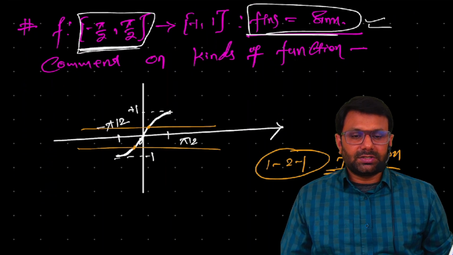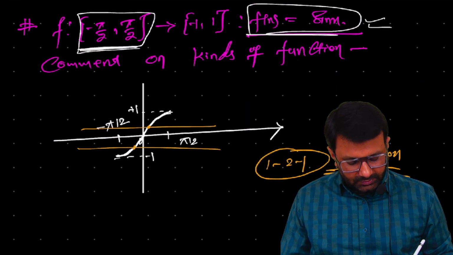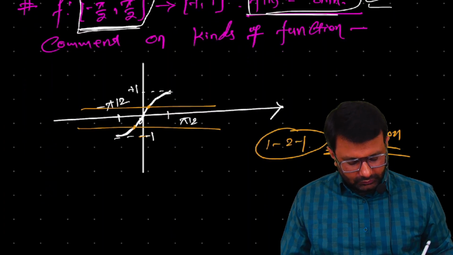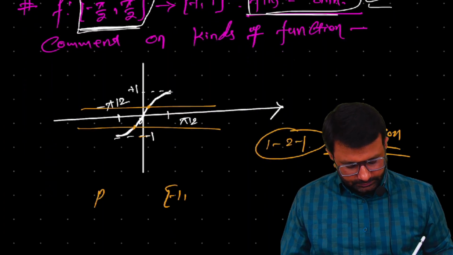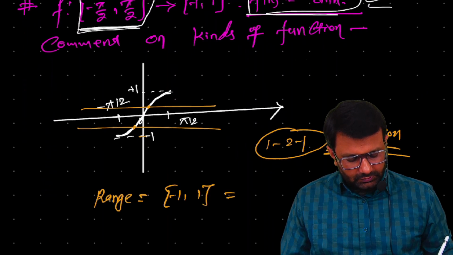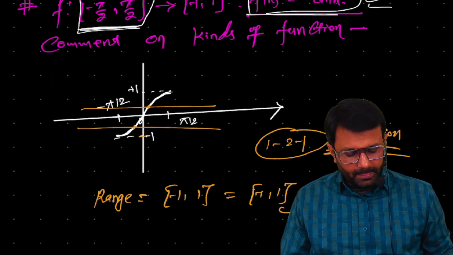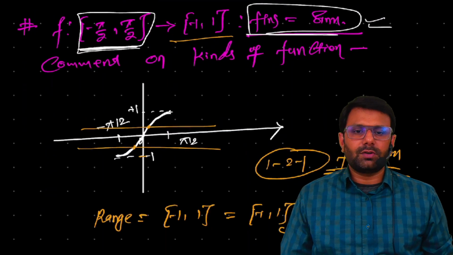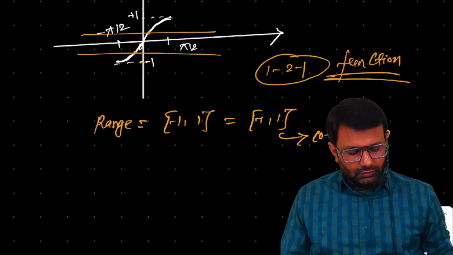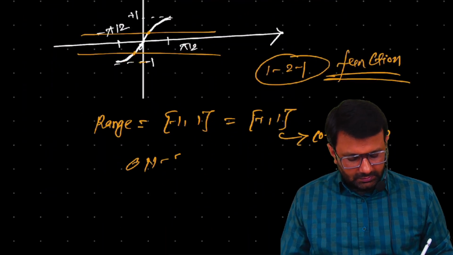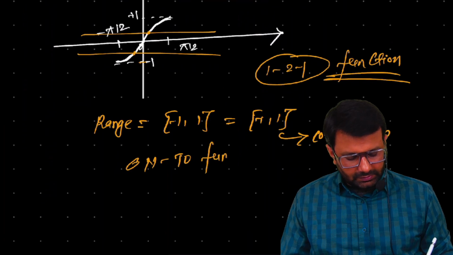So now check the range here. So this graph is from -1 to +1. So this range is -1 to +1. So this is equal to the codomain. So this is equal to the codomain, na? So here the codomain given is -1 to +1. So this is an onto function. So this is an onto function.